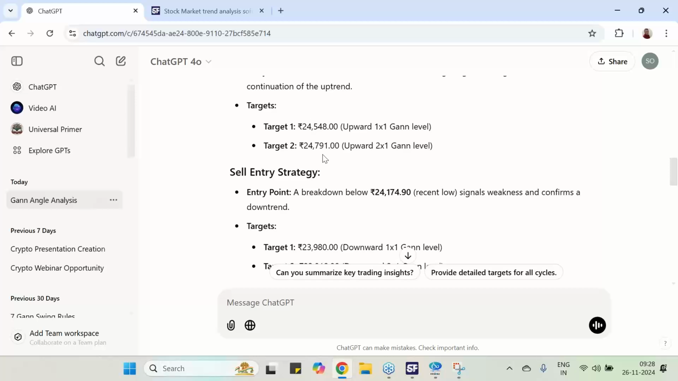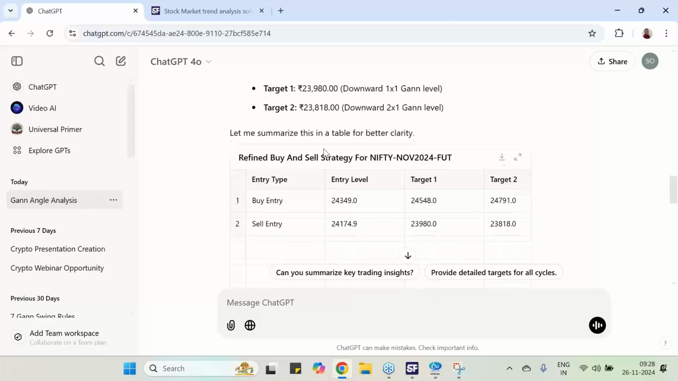But once you look at these targets, 24,547, 24,791, it is long term. It may come after 2 days or 3 days. You want it for the intraday.